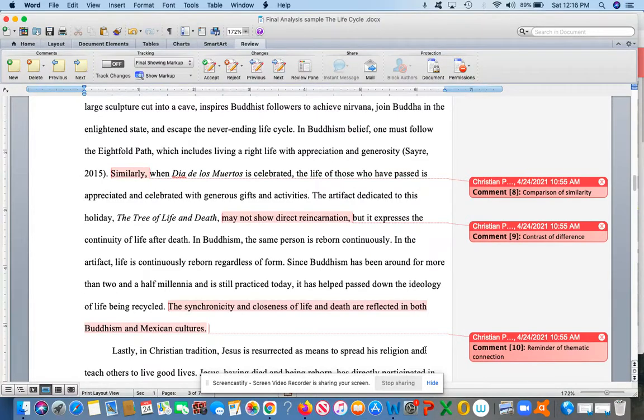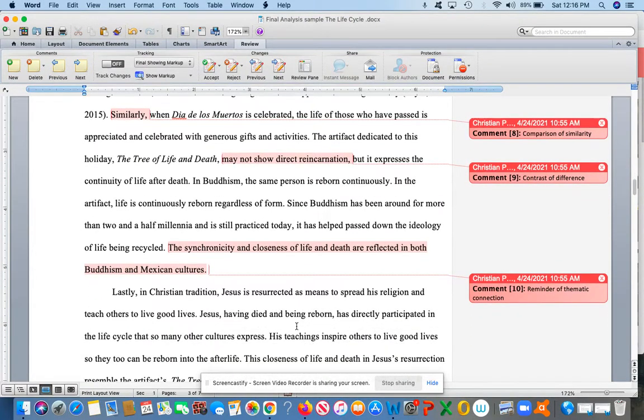contrast where the writer says the tree of life and death may not show direct reincarnation, but it expresses the continuity of life after death. So that's lovely. It's got contrast with a continued connection, and then again, another reminder of the thematic connection at the end of the paragraph. So to say this, I am going through this very, very quickly. I will post this example along with the video so you can go back and look at it in more detail.